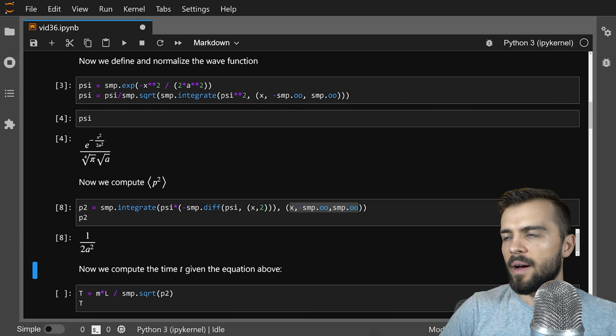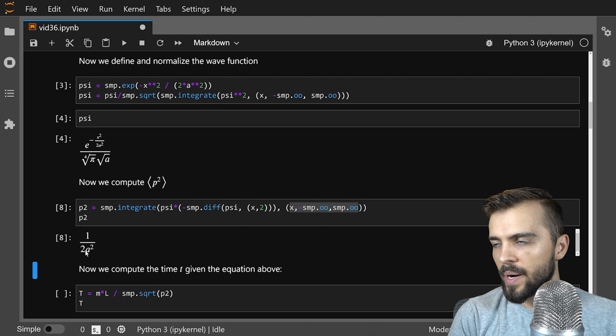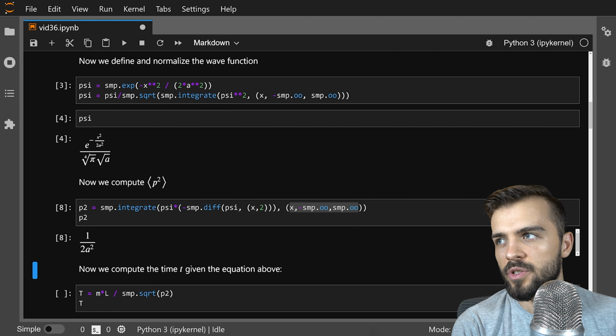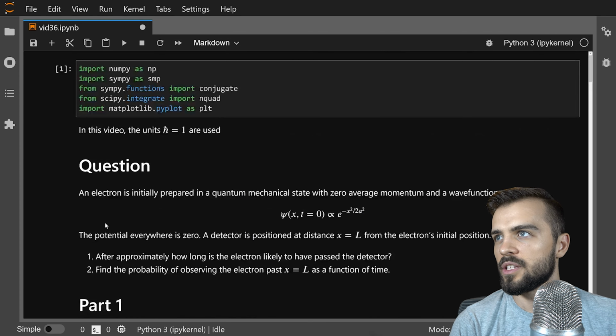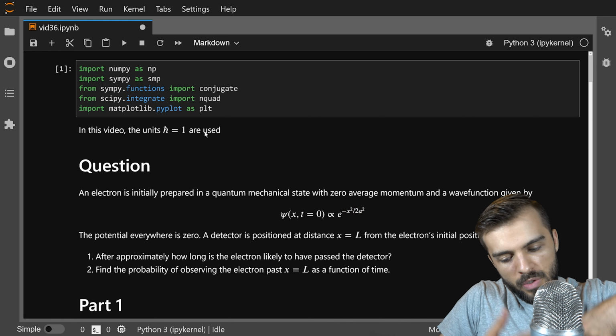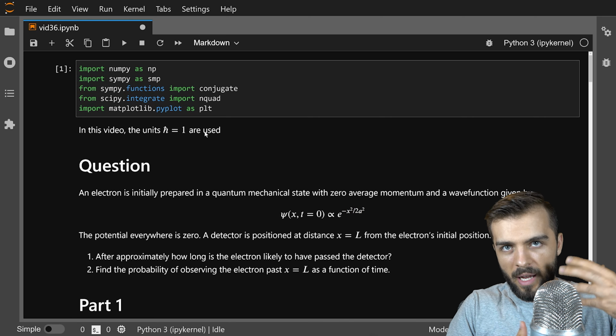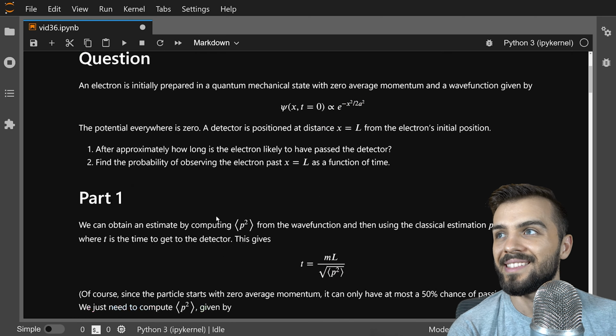So I compute that, and my value of p squared is 1 over 2a squared. Now you note that this is 1 over meters squared, which is not the same dimensions as momentum, but like I said, I'm using the units h bar equal to 1. So then at the end of the problem, I multiply by h bar or divide by h bar as needed.